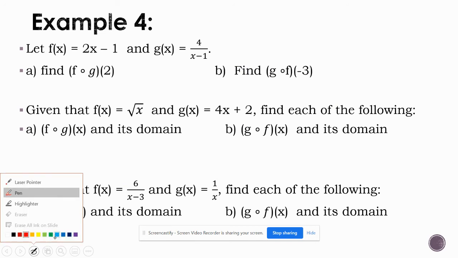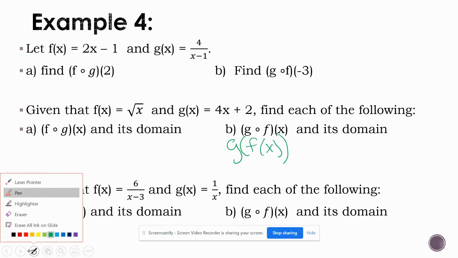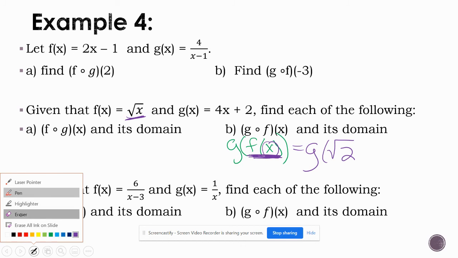Now we're going to go in the opposite direction, g of f of x. Okay, g of f of x. Start with f of x. So this x says x stays in there. What is the f function? Well, the f function is the square root of x.